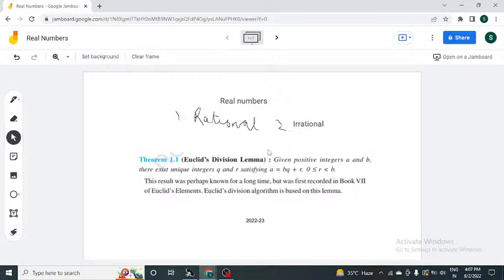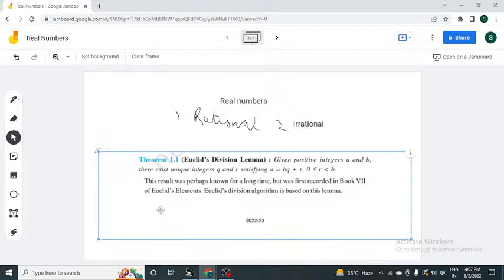Okay, and then we know about integers, whole numbers, natural numbers. Integers are the numbers wherein we have positive numbers, negative numbers and 0. Natural numbers start with 1, whereas whole numbers start with 0. So these were all about the numbers that we had learnt in class 9th, real numbers.